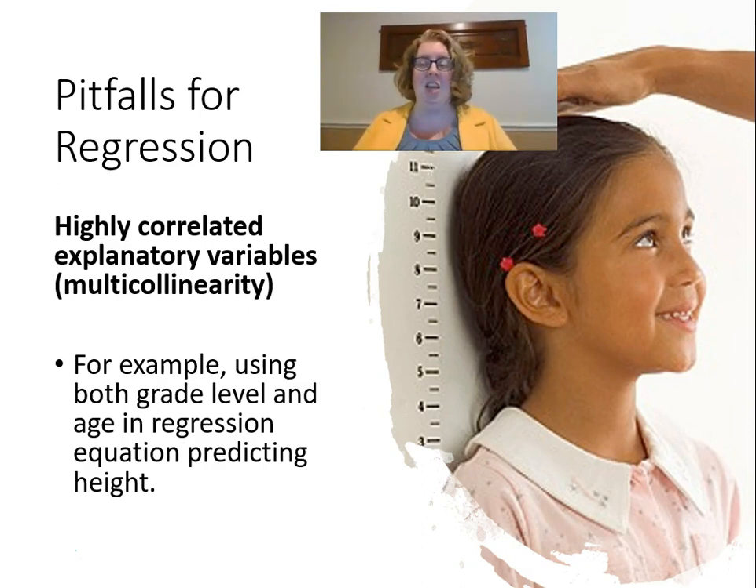So grade level and age are basically the same thing for most kids. They would both explain height pretty well. And so neither one would look very important. So we don't want to use variables that mean the same thing in the equation.